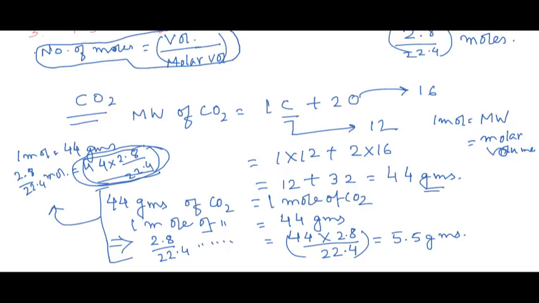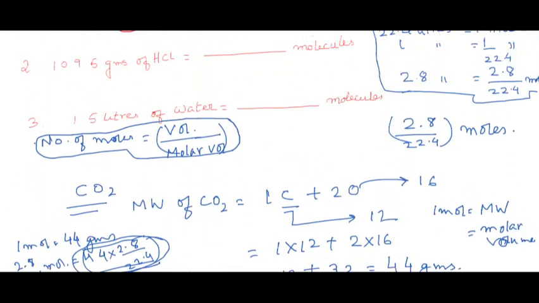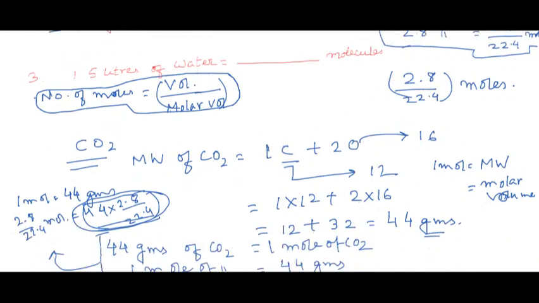So now I will see what is the next problem. The next problem is 109.5 grams of HCl, how many molecules? Okay. So I have to calculate molecules from 109.5 grams of HCl. Okay, fine. We'll do that. So first of all, what am I given? I am given 109.5 grams of HCl.